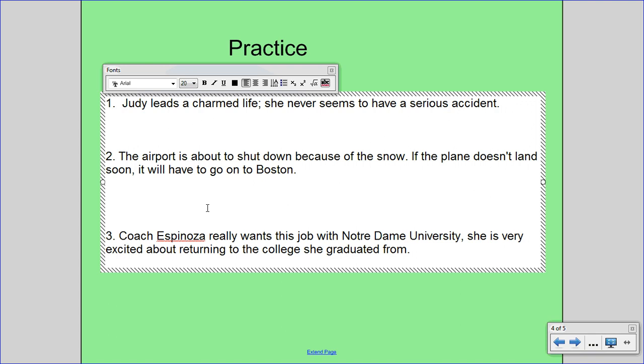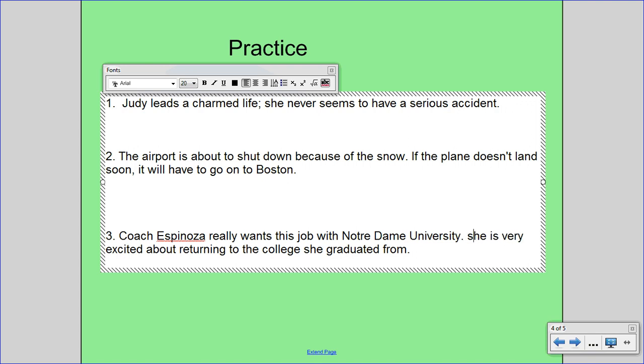And lastly, Coach Espinoza really wants this job with Notre Dame University. She is very excited about returning to the college she graduated from. We already have the comma. Now, hopefully you identified this as being a comma splice error. So we know that there's a couple ways that we can correct that comma splice error. Really, what's nice about the comma splice error is that it identifies where the correction needs to be made in the run-on sentence. So we could do our three options again.